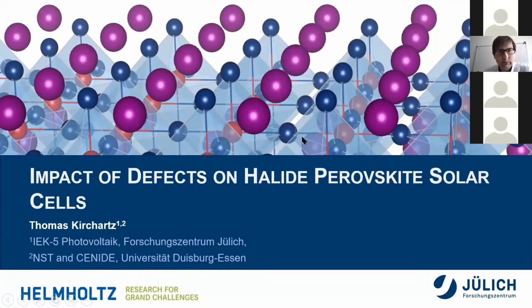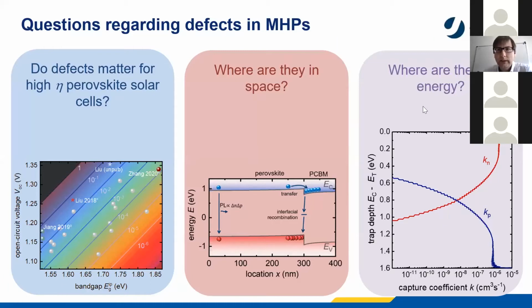I will start with a little overview, trying to answer the three questions that you see on this first slide. The first question is, do defects matter at all for high efficiency perovskite solar cells? The second one would be, where are they in space? So bulk versus surface. And the third question, by far the most difficult one, I think, is where are they in energy? So where in the band gap are these defects?